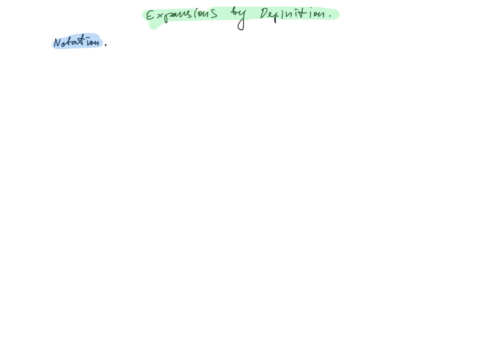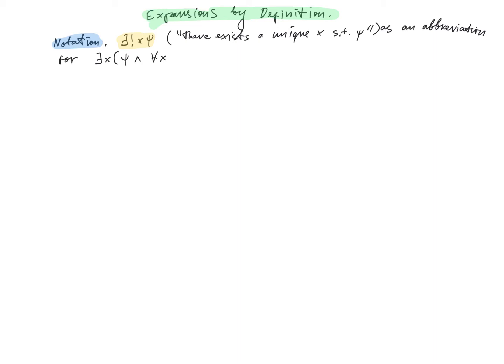We will write exists with an exclamation sign x psi, read as there exists a unique x such that psi, as an abbreviation for the formula exists x psi, and for all x prime, psi with x prime substituting x implies x is equal to x prime, with x prime a variable distinct from x.